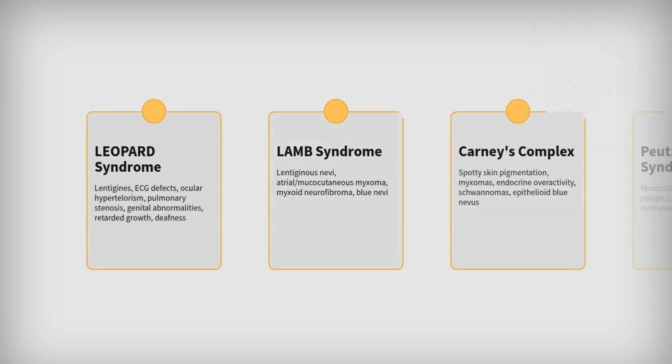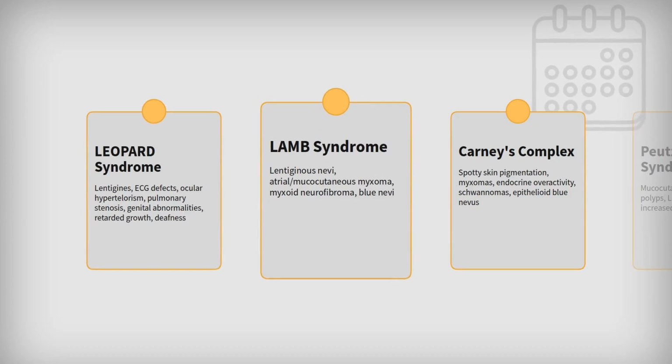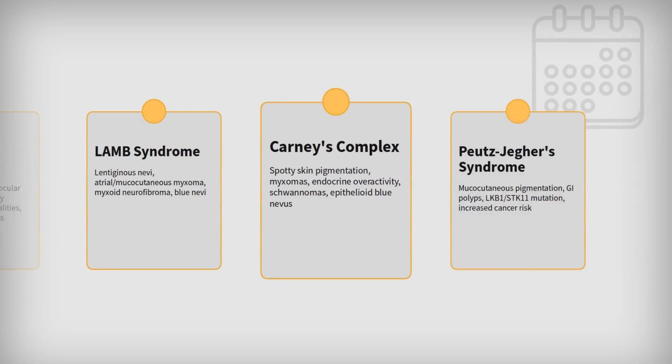Multiple lentiginous syndromes link skin findings to systemic and genetic features. Leopard syndrome includes lentigenes, ECG defects, ocular hypertelorism, pulmonary stenosis, genital abnormalities, retarded growth, and deafness. Elam syndrome features lentiginous nevi, atrial or mucocutaneous myxoma, myxoid neurofibroma, and blue nevi. Carney's complex presents with spotty skin pigmentation, myxomas in heart, skin, and breast, endocrine overactivity, schwannomas, and epithelioid blue nevus.